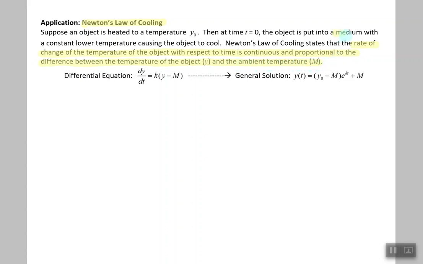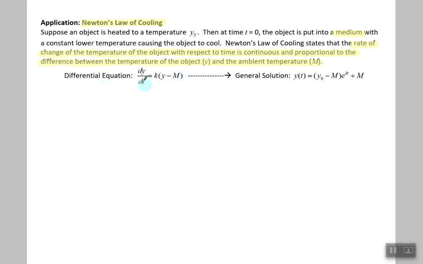You might think of m for medium. The ambient temperature means the surrounding temperature. Think of placing an object in a room. The room temperature would be the ambient temperature. The room would be the medium. The differential equation is like what we showed for inhibited decay. dy/dt, the rate of change of the amount, equals k, that's the proportional to part, times y minus m. Because the object is warmer than the ambient temperature, it comes first, y minus m.